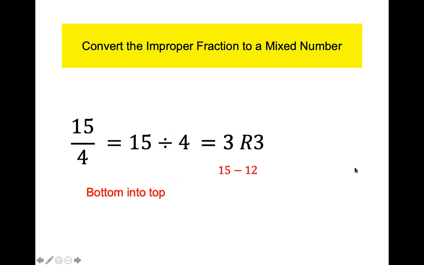So to plug it all together in our final form, the mixed number, the whole number goes out front. The remainder is our new numerator, and our denominator will always be our original denominator. So 3 3/4 is the answer. Questions?